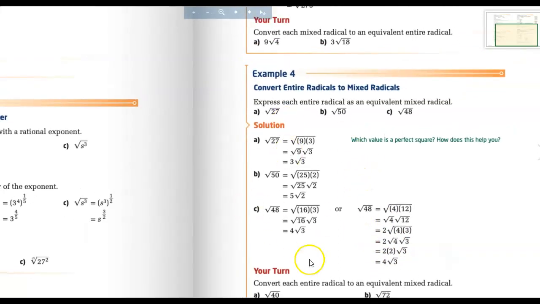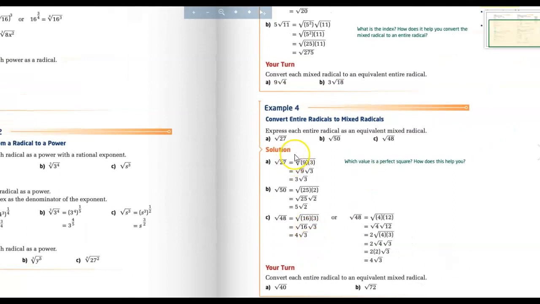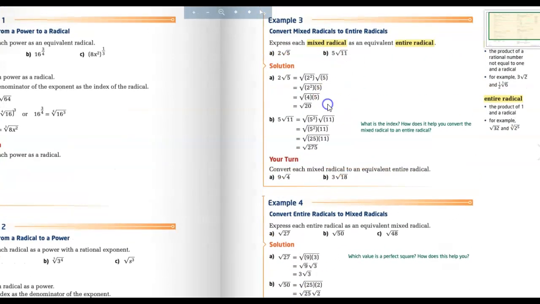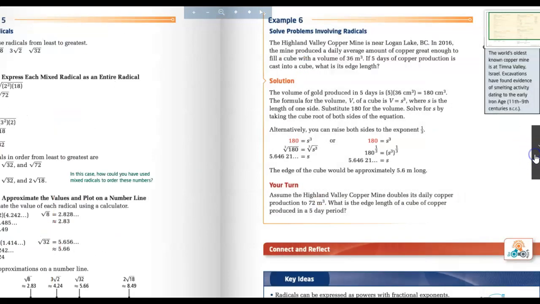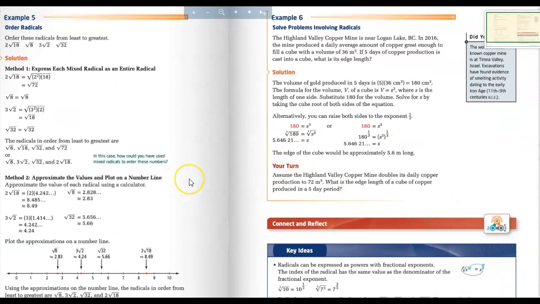Hopefully those 3 examples clarify it. Going from entire radical to mixed radical, and at the top here, example 3 was mixed radical to entire radical, going both ways. Okay, let's look at example 5 here.